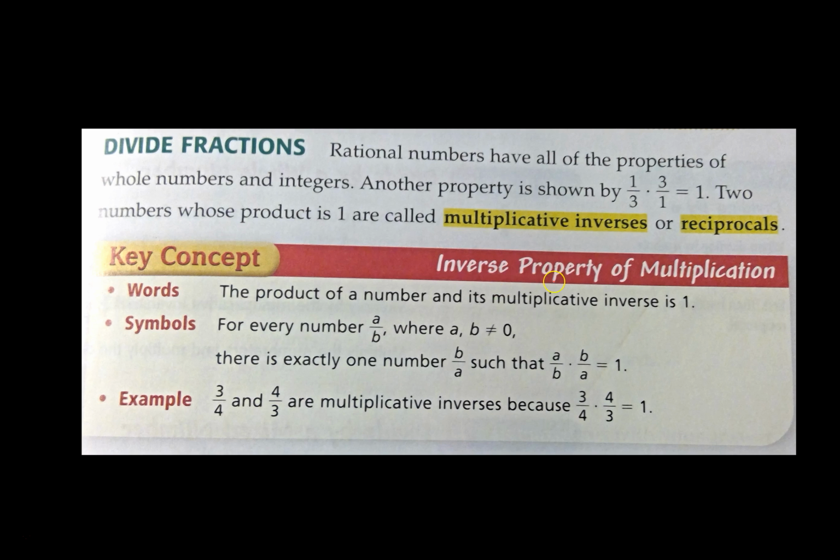So here's the inverse property of multiplication. The product of a number and its multiplicative inverse is 1. So for every a over b, there is a b over a, and you multiply them together, they equal 1. 3 over 4 and 4 over 3, multiply together, equals 1.